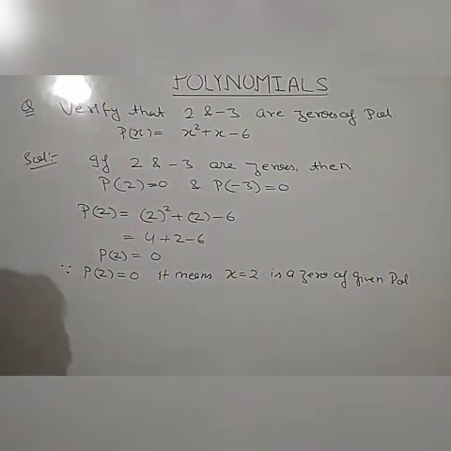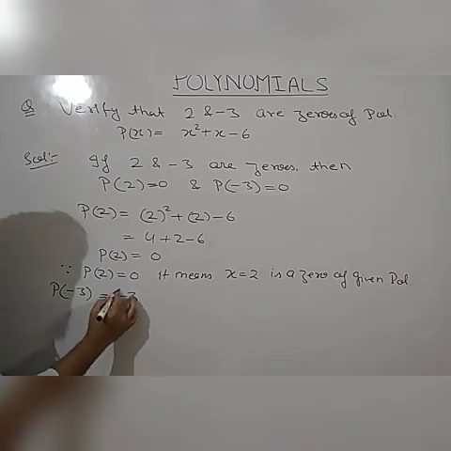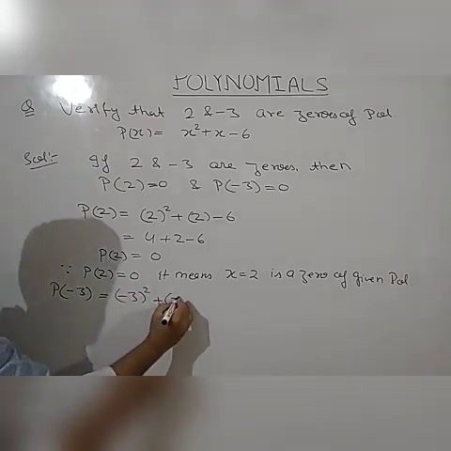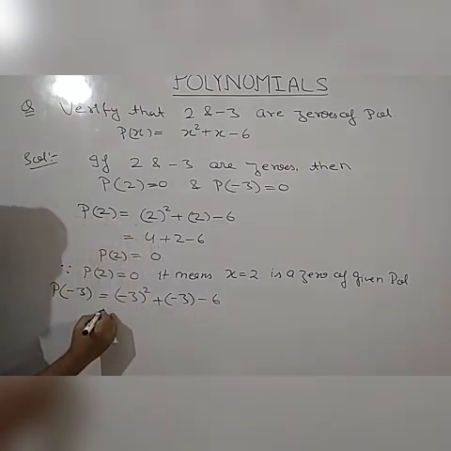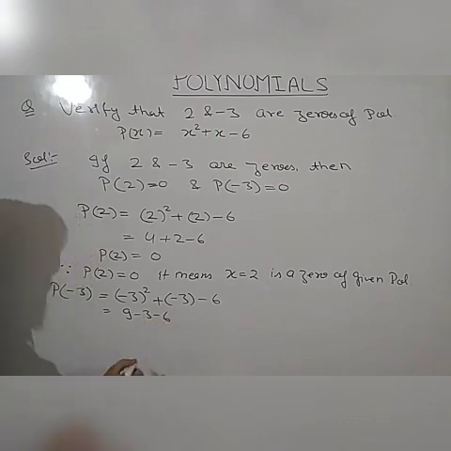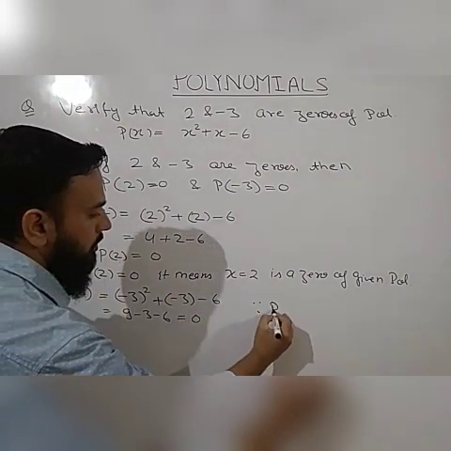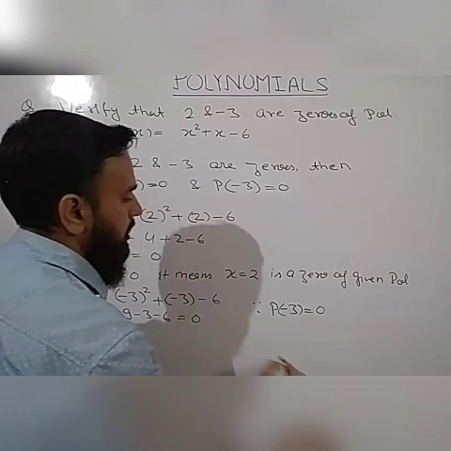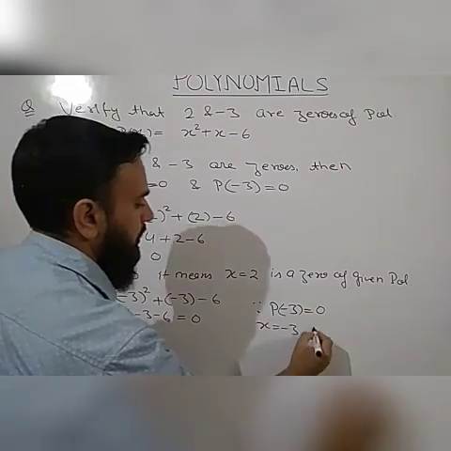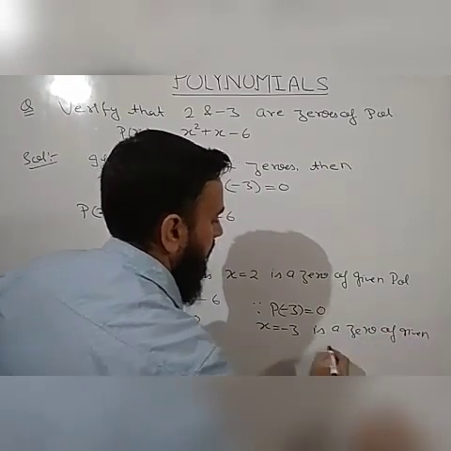Okay, similarly we can solve for minus 3 also. Now we are finding p of minus 3. So it will be minus 3 square plus minus 3 minus 6. Minus 3 square will be plus 9, minus 3 and minus 6, which will be equal to 0 again. So again we will write the same thing: since p of minus 3 is equal to 0, x equal to minus 3 is a zero of the given polynomial.